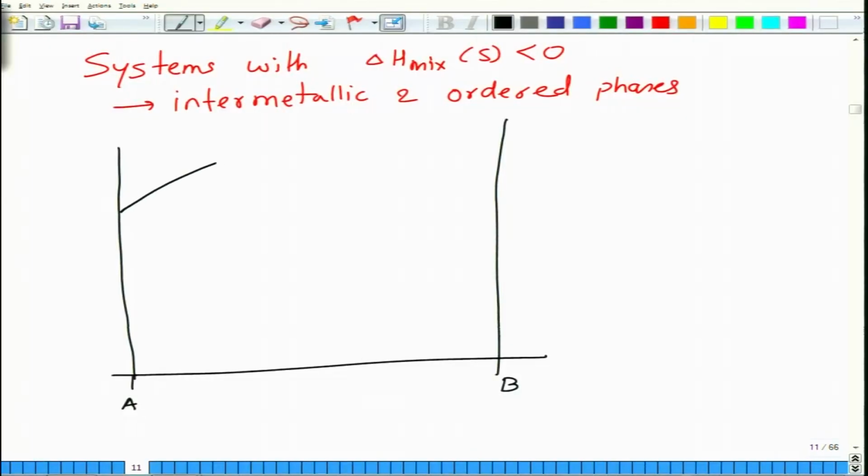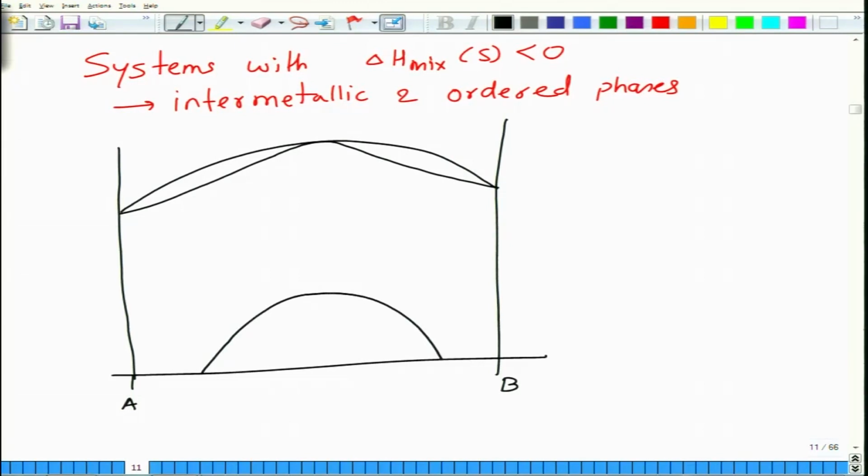So, for instance, you have a situation like this in which you have liquid, liquid plus solid.